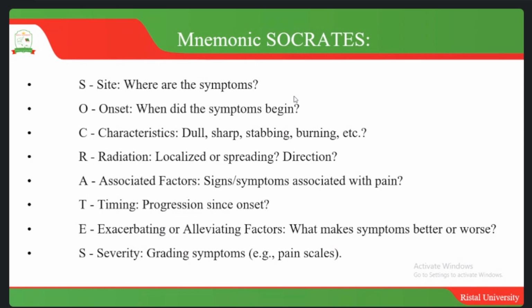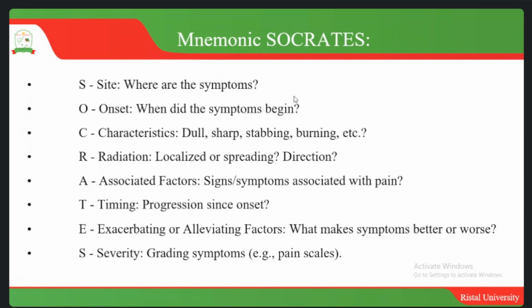Then the onset: when did the symptoms begin? So you need to know when this patient started feeling those symptoms. Then the characteristics: is it a dull pain? Is it a sharp pain? Is it stabbing, burning, and so forth? And then the radiation: is it localized? Localized meaning, is it only in one area, or is it spreading, meaning it is radiating to different sides? It starts from one side, then it keeps on radiating or affecting other areas. And then also the direction: which direction does the pain radiate?